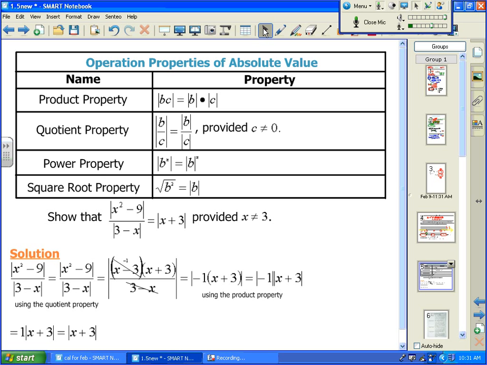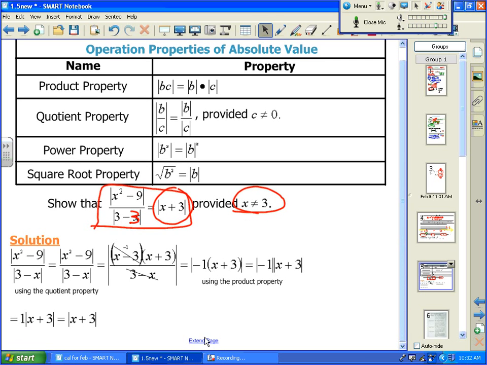Now, show that the absolute value expression is equal to the positive of x plus 3. And here's what we do. Also provided that x does not equal 3, because if it were, you can see we would get 0 in the denominator, so that's not allowed.